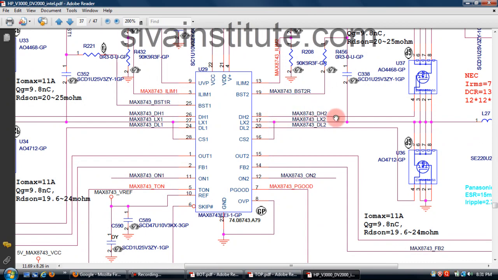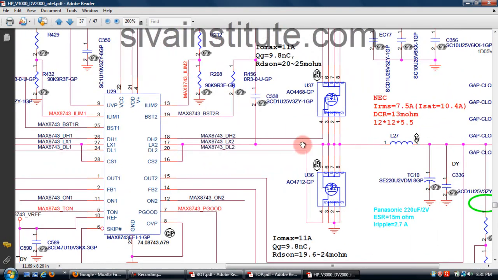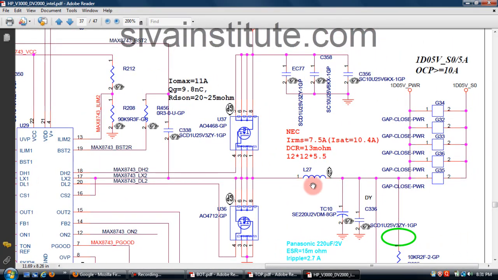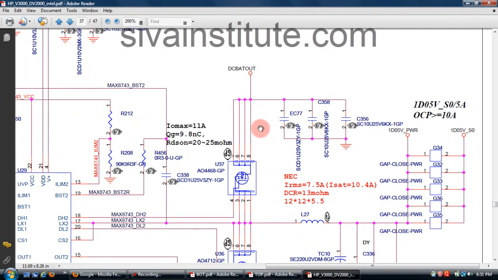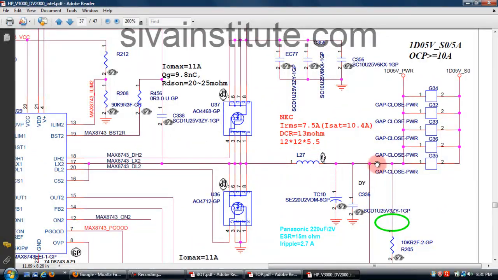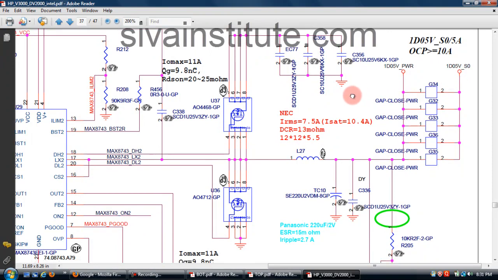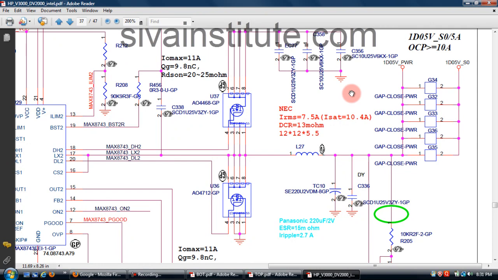This voltage comes out from this IC and goes to the upper FET U37, and comes out from L. This DC bat 18 volts comes out from drain to source. This voltage comes out from L26, 1.05 volts, 1D05 volts. This voltage is S0, that means input S3, output S0. When you give the S3 command, S0 voltage will come out from this regulator. This voltage goes to 3 chips: CPU, GMCH and ICH.